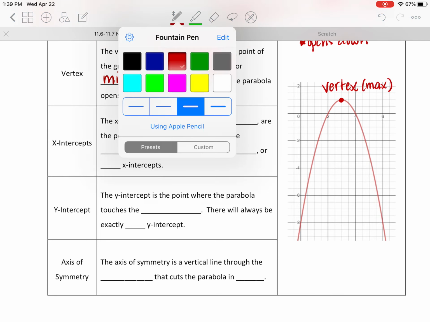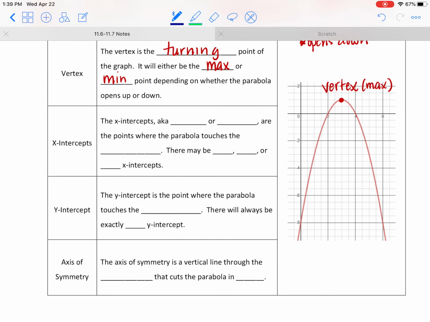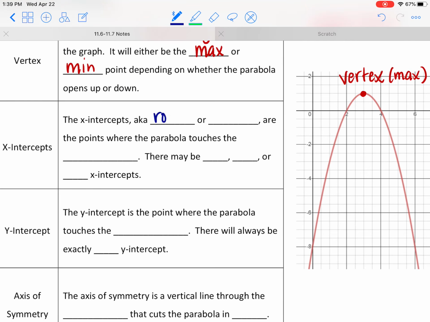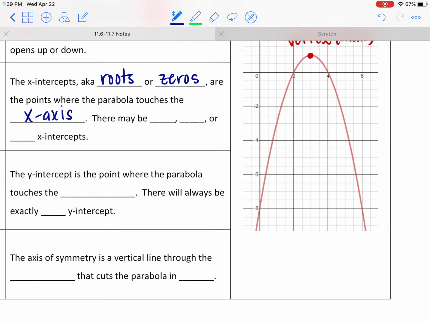So your vertex will be the maximum or minimum point, the highest point on the graph if it opens down, or the lowest point on the graph if it opens up. And let's see what else. We should also be able to identify the x-intercepts. And x-intercepts have a couple of other names. We can call x-intercepts roots, or we can also call them zeros.